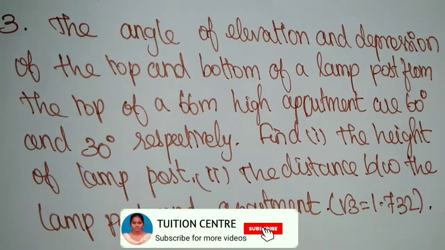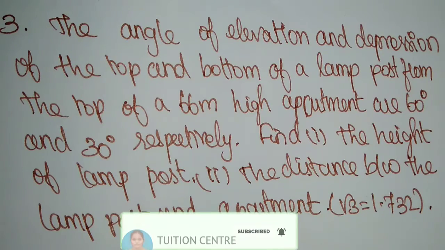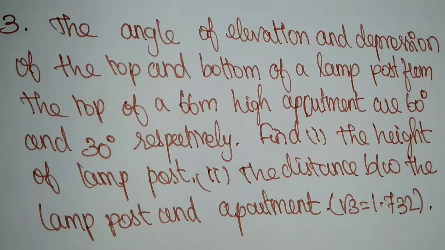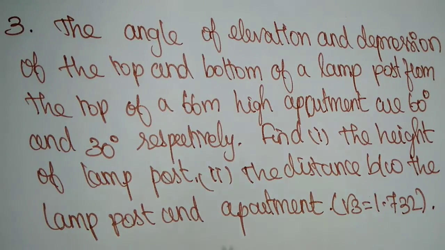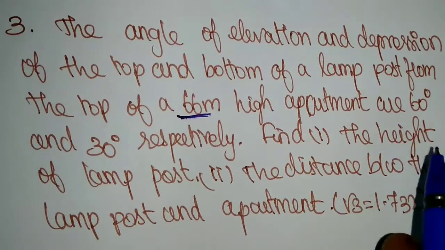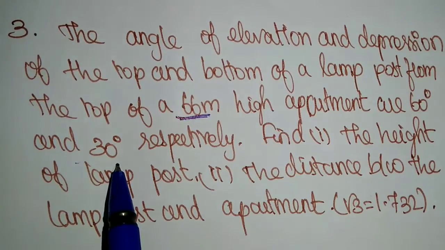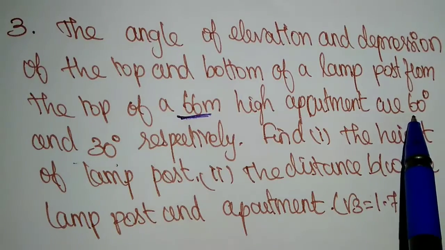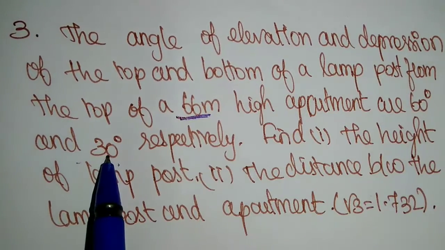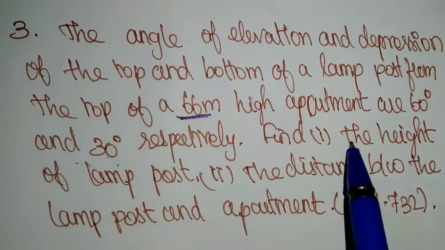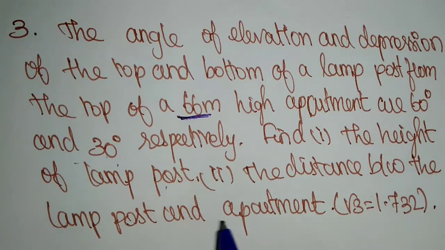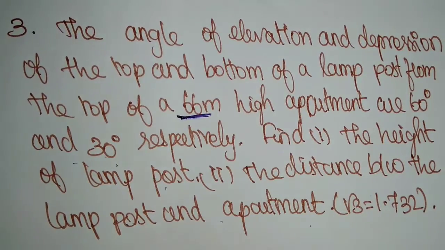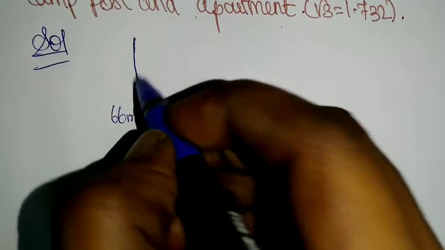Third problem. The angle of elevation and depression of the top and bottom of the lamp post from the top of a 66 meter high apartment are 60 degree and 30 degree. The angle of elevation is 60 degree and the angle of depression is 30 degree. Find the height of the lamp post and the distance between the lamp post and the apartment. Okay. Solution: 66 meter plus x.